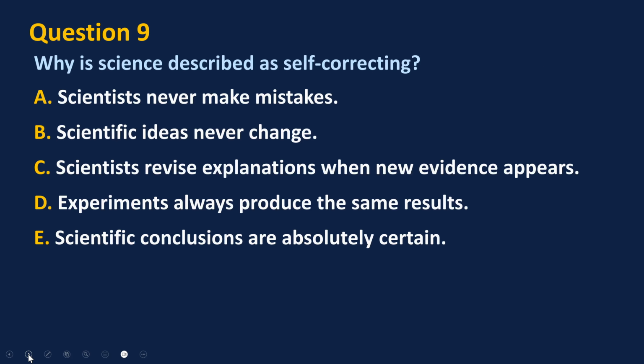Question 9. Why is science described as self-correcting? A. Scientists never make mistakes. B. Scientific ideas never change. C. Scientists revise explanations when new evidence appears. D. Experiments always produce the same results. E. Scientific conclusions are absolutely certain.